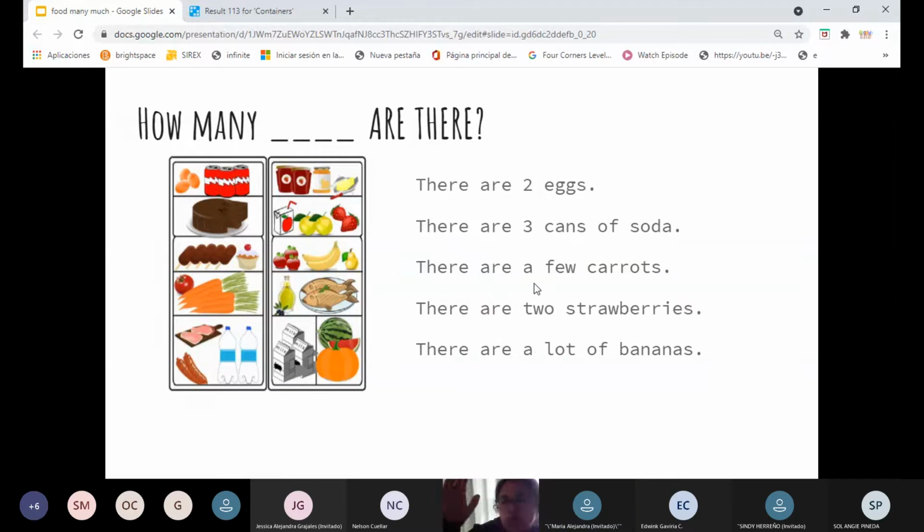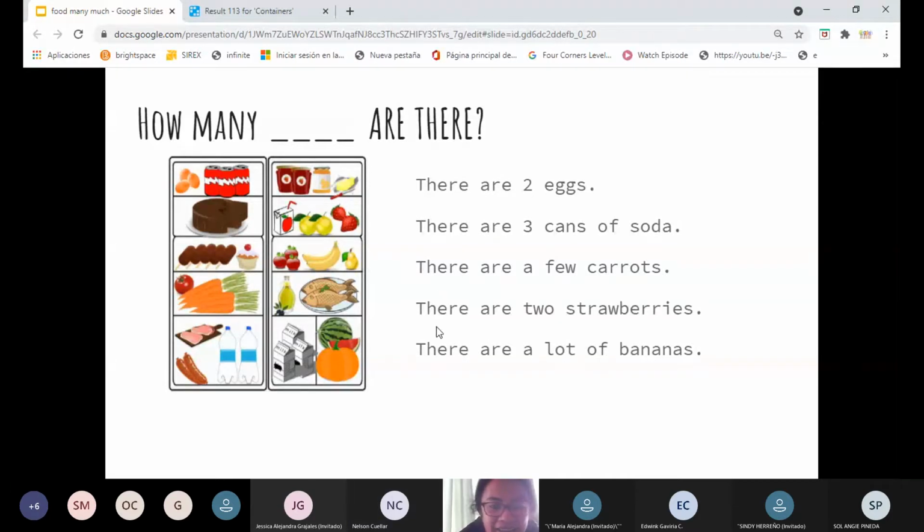Ven, ahí no especifico cuántas. Digo que hay pocas, pero no digo si 1, si 3, si 10. ¿Ustedes están de acuerdo? Miren en la imagen. There are a few carrots. No, teacher. How many carrots are there, Nelson? A lot. Okay, but in the answer, there are a lot of carrots. Good, Nelson.